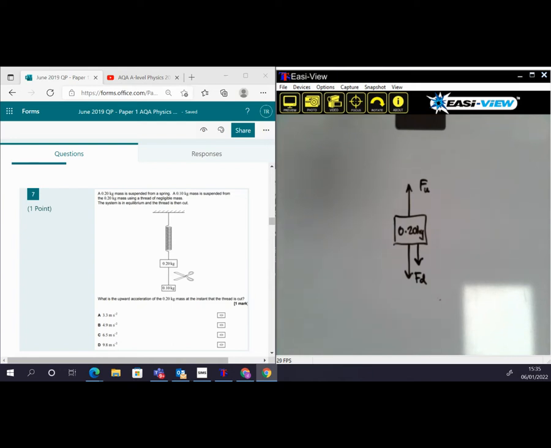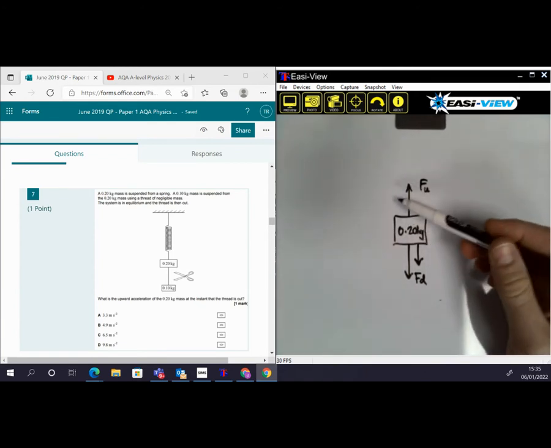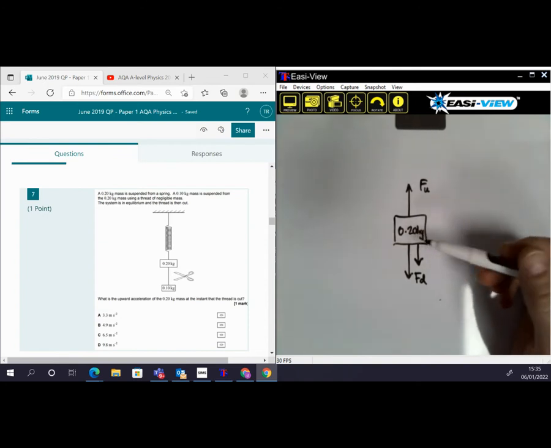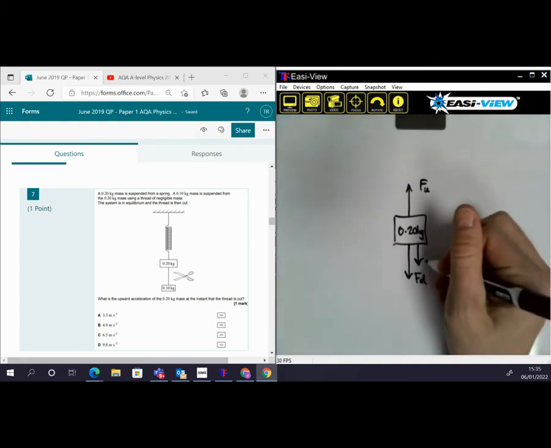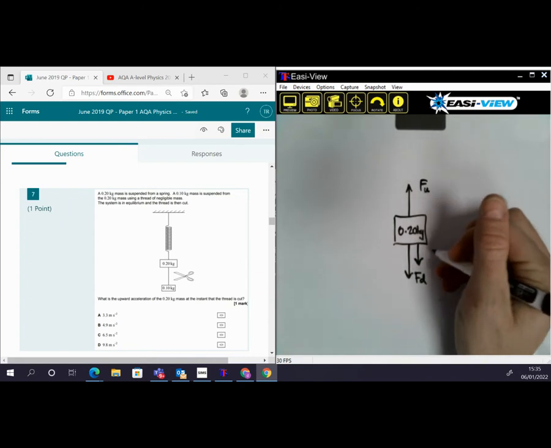This is testing your understanding of forces and static forces in equilibrium. So we've got a situation where we've got a 0.2 kilogram mass, and there's a force upwards, and there's a force downwards. I'm going to split the overall force downwards into the force downwards due to its own weight, and then the force downwards that's added, which is the 0.1 kilogram mass's weight.